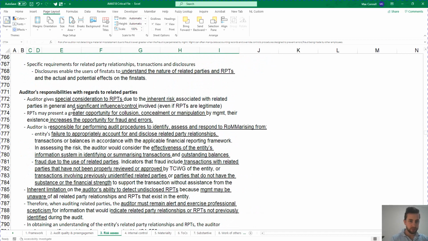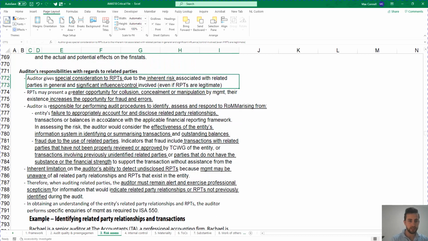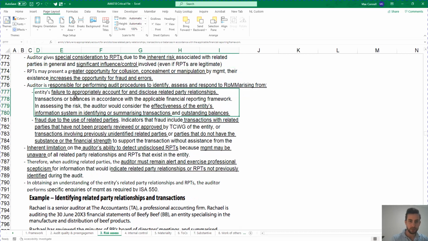So, auditors' responsibilities with regards to related parties. Auditors give special consideration to related party transactions due to the inherent risk associated with related parties in general and the significant influence and control involved. RPTs may present a great opportunity for collusion, concealment, or manipulation by management. So the auditor is responsible for performing audit procedures to identify, assess, and respond to risks arising from the entity's failure to appropriately account for and disclose related party transactions, and fraud due to the use of related party transactions.